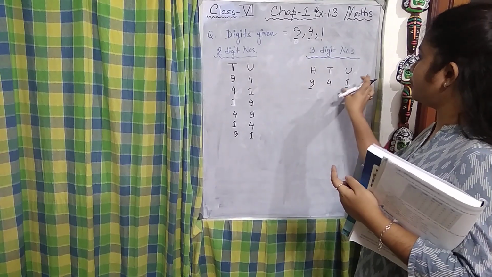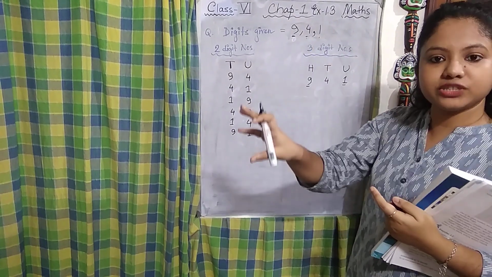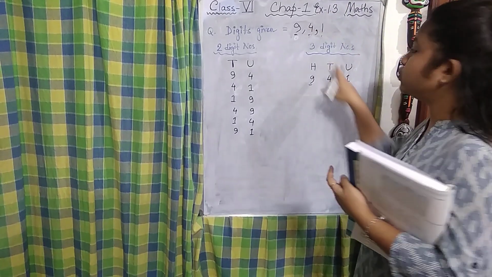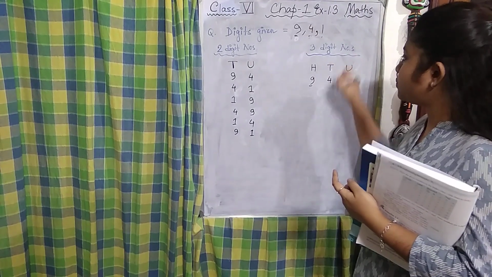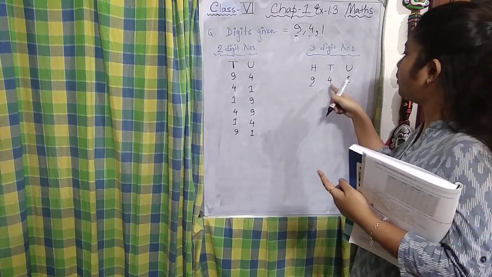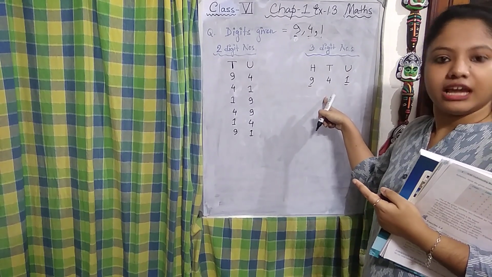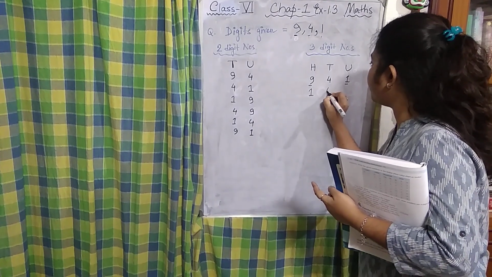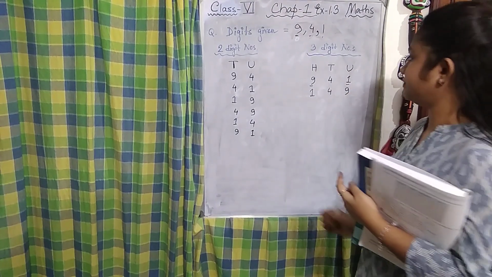So I am going to take the third position number to the first position and the first position number to the third position. So 2 numbers will get a tens position repeat. 4 will come twice in 2 numbers. So 1 4 9.